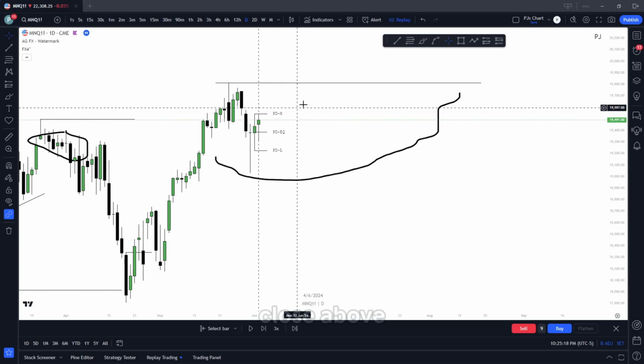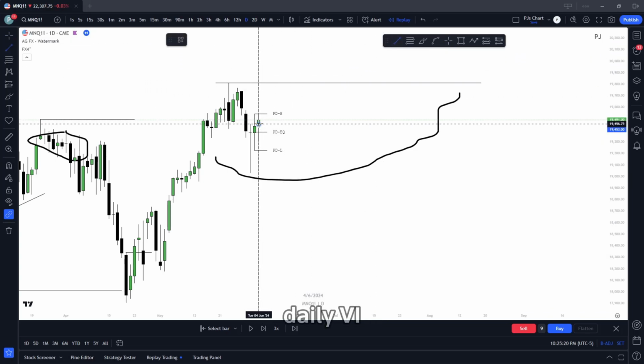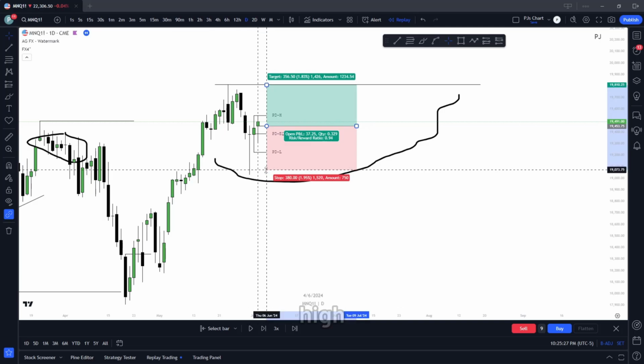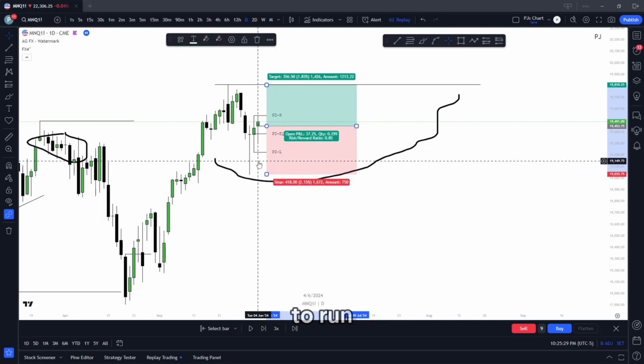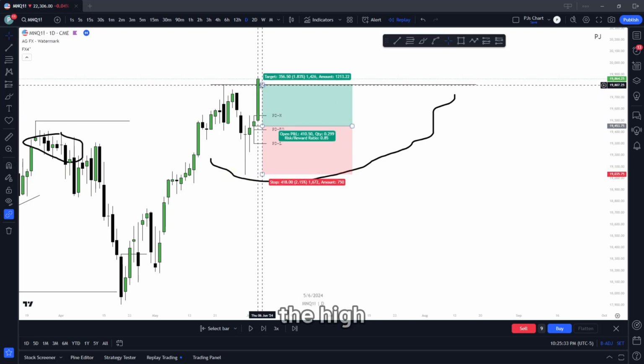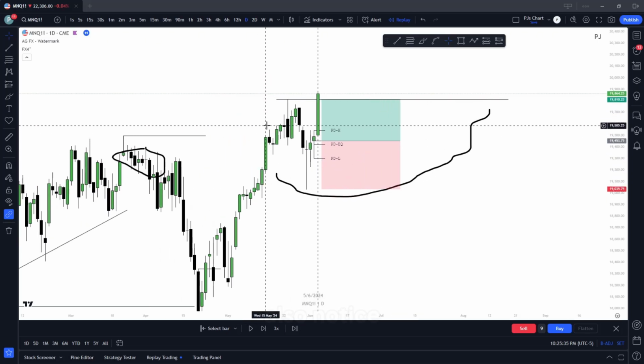We then see our close above, right? Also a daily VI. So from a swing standpoint, you're able to note that you have a draw on liquidity, previous week's high, and you shouldn't need to run this high. I mean this low, right? And then we run the high very aggressively, because what do we also notice?